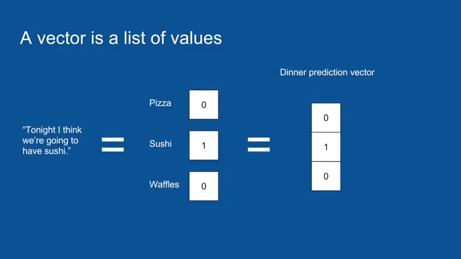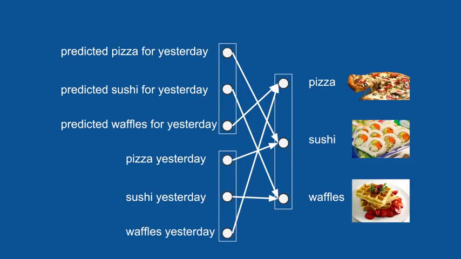So we can make a one hot vector for our prediction for dinner tonight. We set everything equal to 0 except for the dinner item that we predict. So in this case, we'll be predicting sushi. Now we can group together our inputs and outputs into vectors, separate lists of numbers, and it becomes a useful shorthand for describing this neural network.